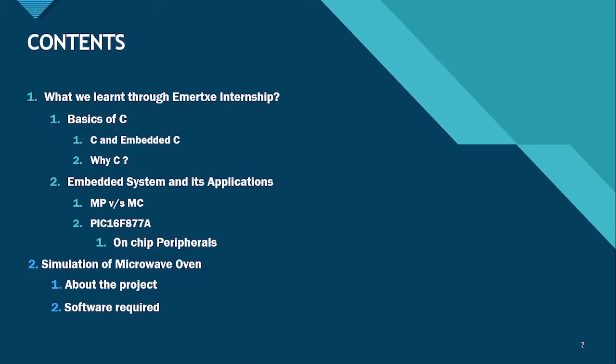We have a comparison between a microprocessor and a microcontroller. We also give a brief intro about the microcontroller that we have chosen to use in our project, that is a PIC16F877E. We will have a brief look on the on-chip peripherals that are incorporated in the PIC16F877E. Then, finally, we'll move to the final act of this demonstration. It is the simulation of our microwave oven project. We will have a brief look at the project introduction and the software used.